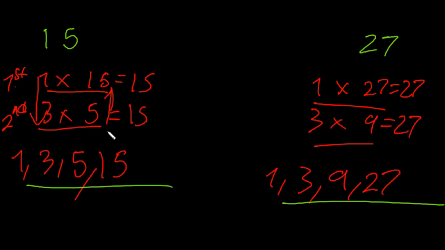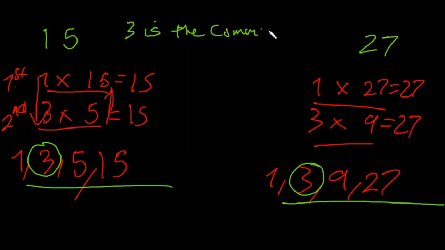Alright, so now looking at both of our lists of factors for both 15 and 27, can you now see any factors which are common to both of these lists? Yep, you guessed it right, we have 3. And so 3 would be considered a factor which is common to both 15 and 27. So 3 is the common factor of 15 and 27.